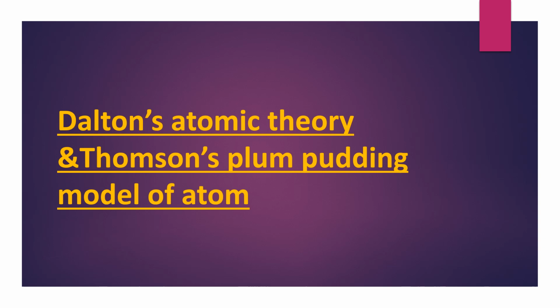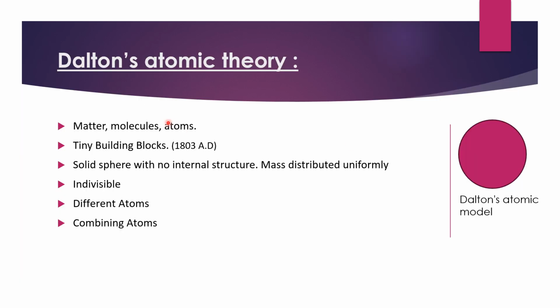So hello everyone. Today in this video we are going to see Dalton's atomic theory and Thomson's plum pudding model of atom. Dalton's atomic theory is considered one of the very first atomic theories proposed in modern science. And after that, Thomson's plum pudding model came into the picture. So in this video we are going to study these two theories. The first one is Dalton's atomic theory.